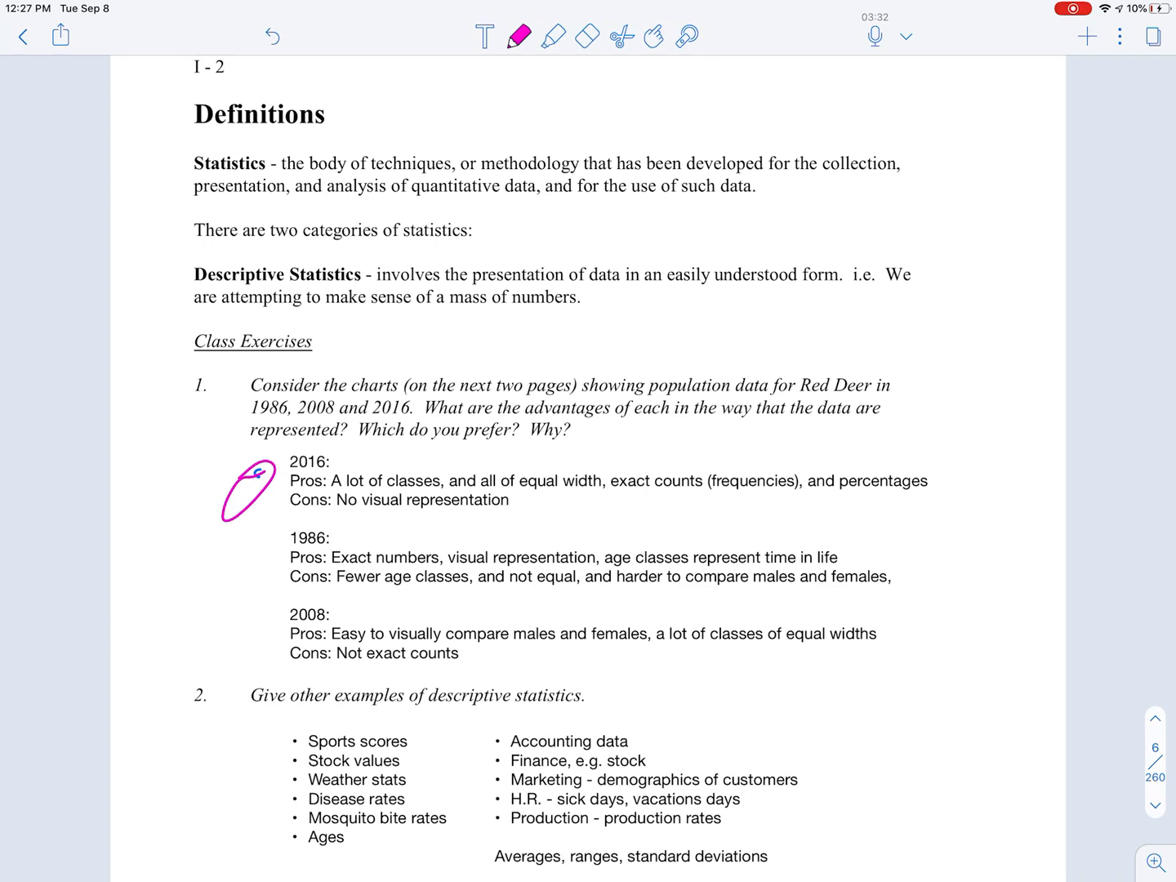And then, of course, things like averages, ranges, standard deviations, numbers that we're going to learn about in Unit C are the things that we use to describe these kinds of things.